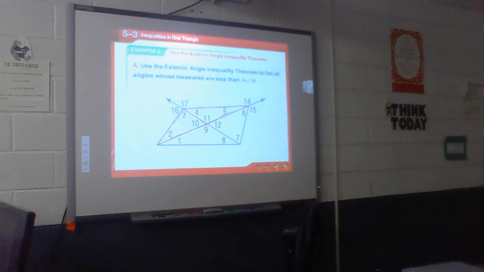Definitely, right? What do I know about 11 and 9? They're vertical angles. So if 14 is bigger than 11, can we realistically prove that 14 is bigger than 9? Yes, because of vertical angles. Okay? Now, if 14 is bigger than 9, wouldn't you say that 9 is the exterior angle to 6 and 7?